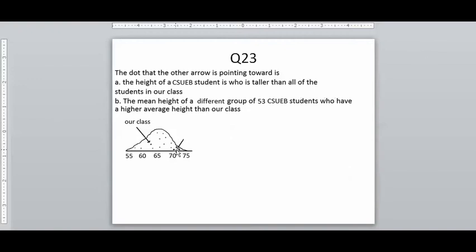This other sample out here is just a possible sample of 53 people that has a higher average or a higher mean than our class does. So this right here would be a really tall group of 53 students who have a really high average, because it looks like these are 53 Cal State students who have a mean height of about 72. So B is correct.